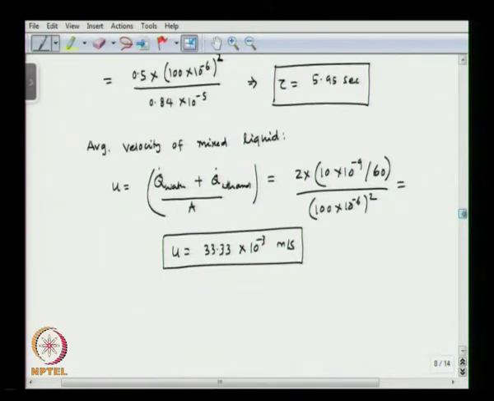Okay. Now, we find the required length of the mixing channel. So, required length L will be U into tau. So, U is 33.33 into 10 to the minus 3, tau is 5.95 second. So, we get the mixing length, the length required for the mixing to occur, as 198 millimeter. Okay.